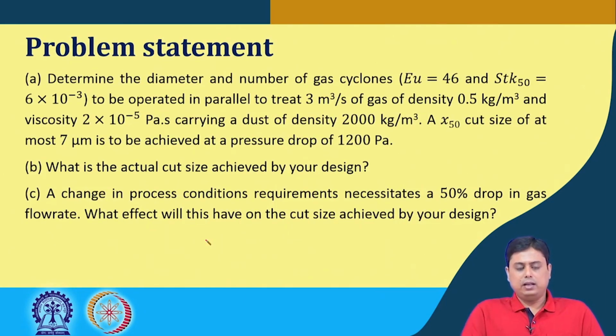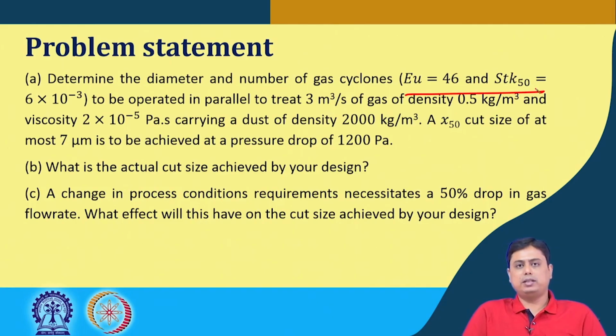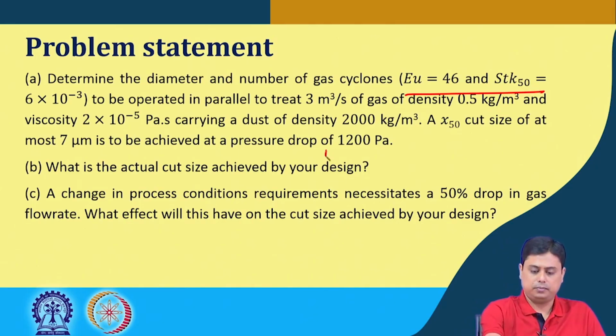So, let us see the final problem to sum up all the ideas now, that we determine a diameter and number of gas cyclones of this family which has Euler number 46, Stokes number 50 as 6 into 10 to the power minus 3 to treat 3 meter cube per second of gas having density known, viscosity known, particle density is also known. A cut size at most of 7 micron is mentioned, the pressure drop is given.